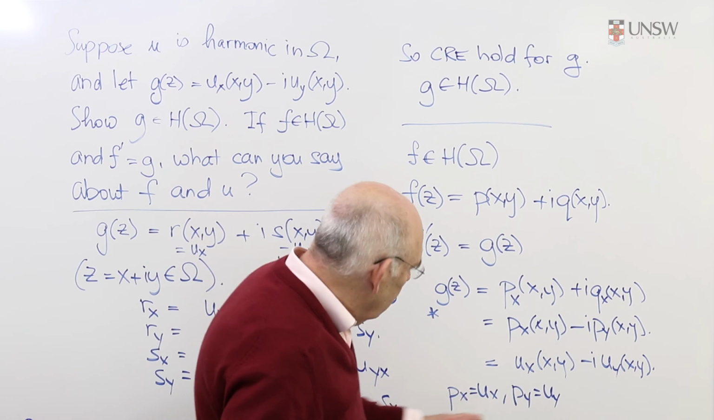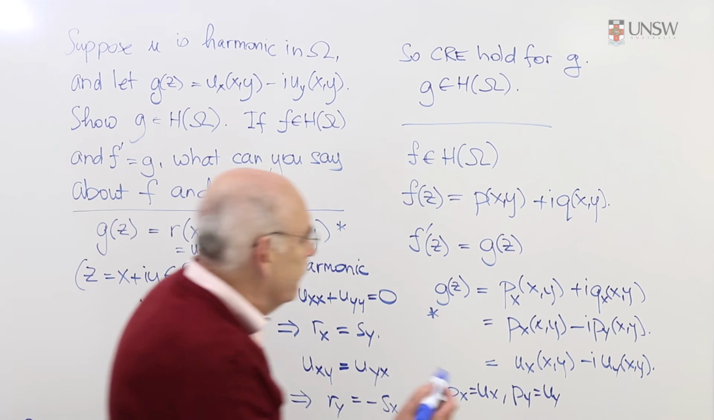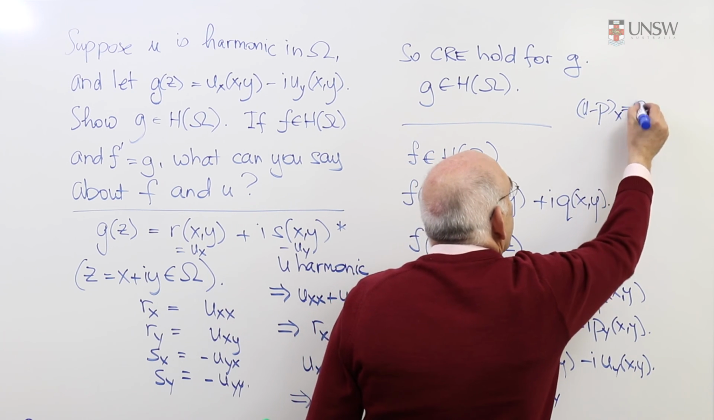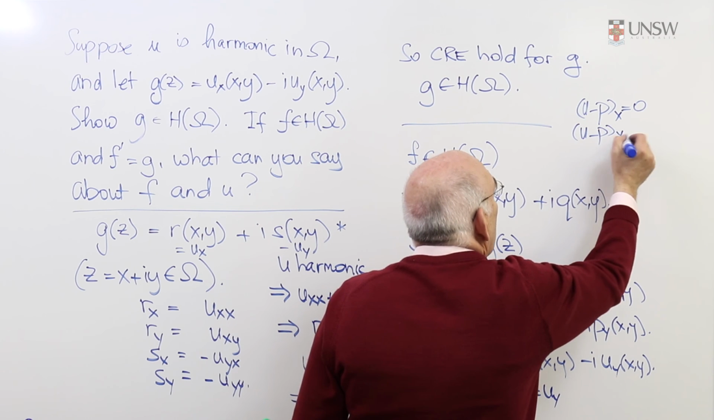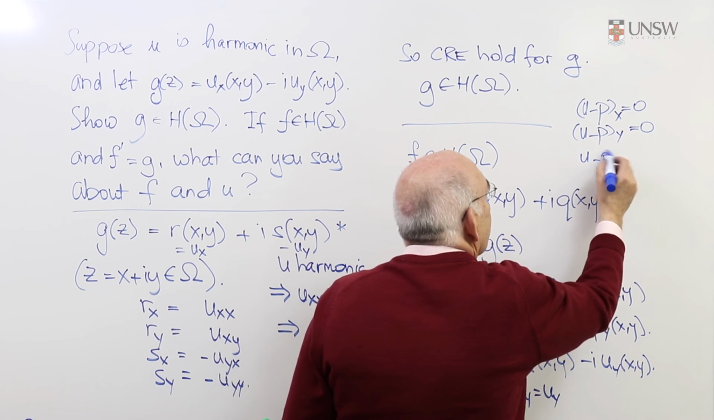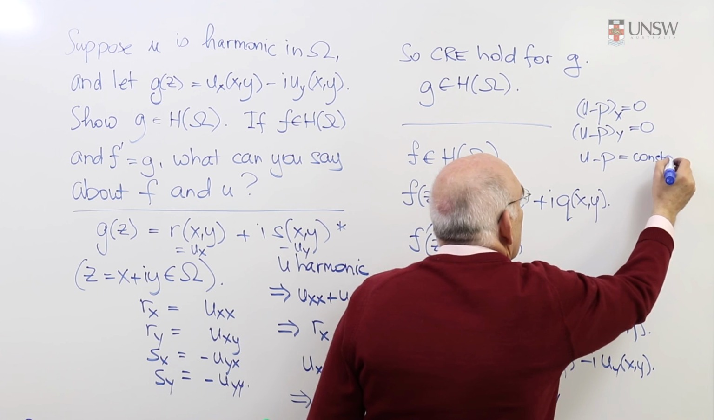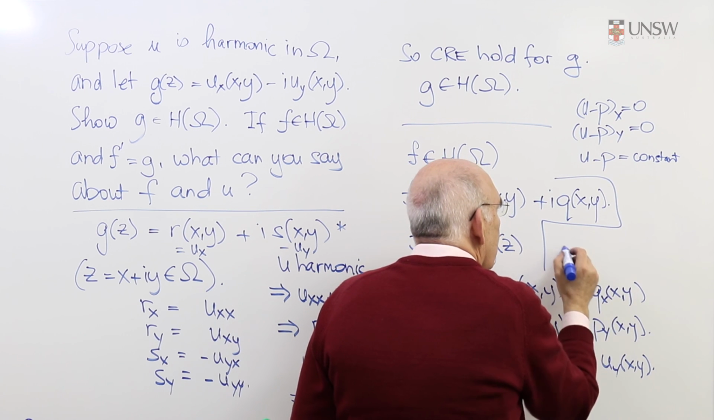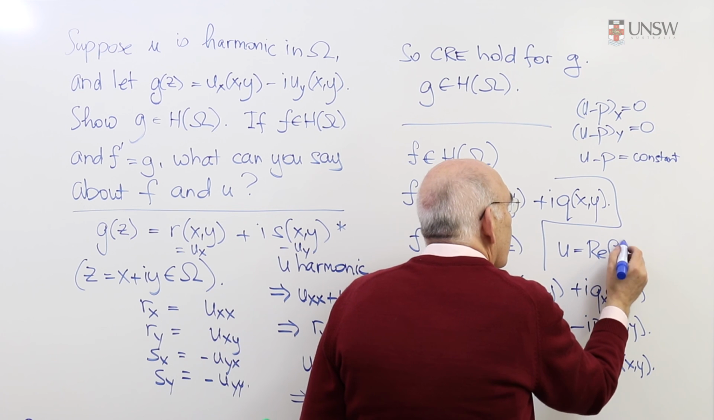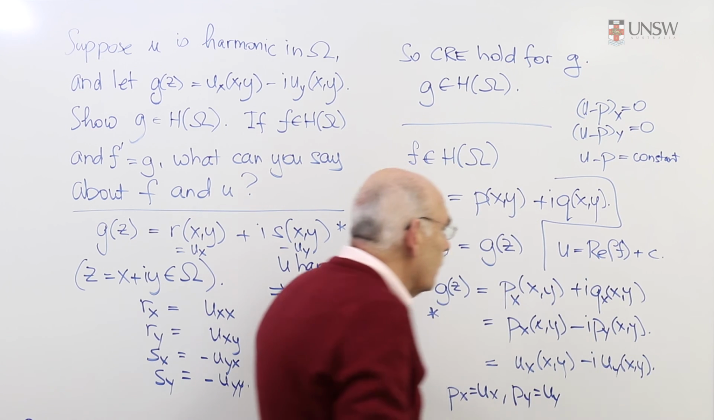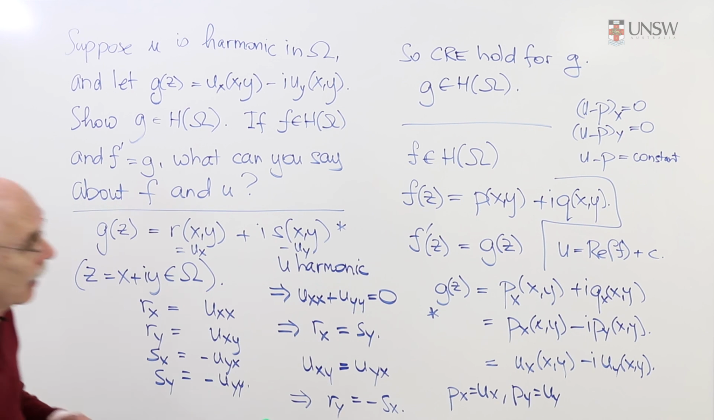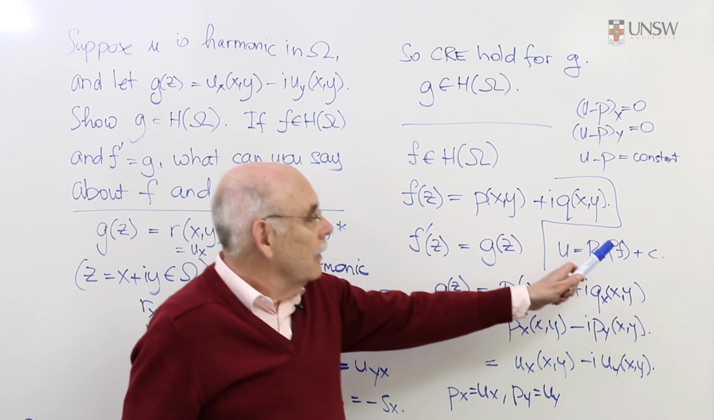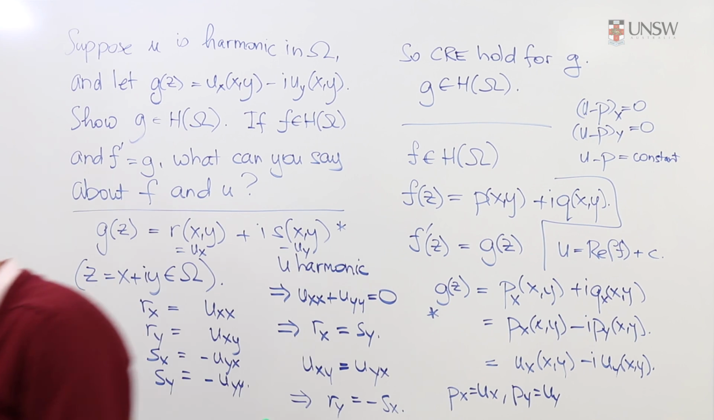Okay, so if I look now at the function u minus p, (u minus p)_x is equal to 0, (u minus p)_y is equal to 0, so u minus p is equal to a constant. That's to say that, in conclusion, u is equal to the real part of f plus some constant. And, by the way, that means that the harmonic conjugate v can be found as the imaginary part of f. And that's the end of that one.